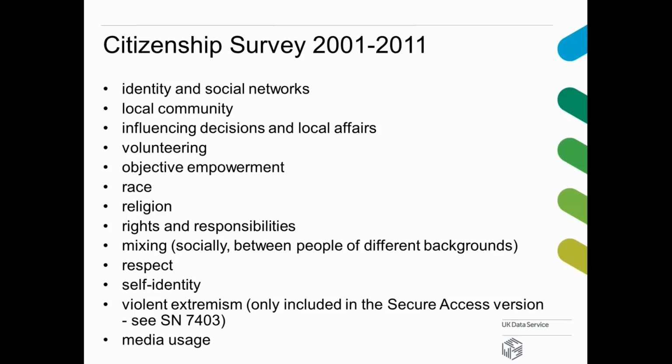So we have a number of data sets from the citizenship survey, and this covers a whole range of topics, and you can see quite an extensive list here. And that's everything from people's identity, how they feel about their local community, through to what they think about rights and responsibilities and how they mix with other people. There are also some questions on violent extremism, although some of these questions, due to the sensitivity, are only available through a secure access version of the data.